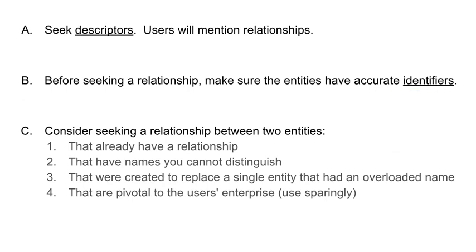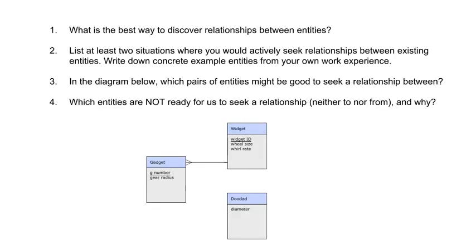Given that we've established identifiers for our entities, we now have a safe ground for seeking more relationships. But we still want to be smart about which ones we ask for. We want to consider seeking a relationship between two entities that already have a relationship, because it's common to find another, between entities that have names you cannot distinguish, like jobs and tasks, between entities that were created to replace a single entity that previously had an overloaded name, and finally, between entities that are pivotal to the user's enterprise, though this last one we should be careful about overusing. Now check your understanding.